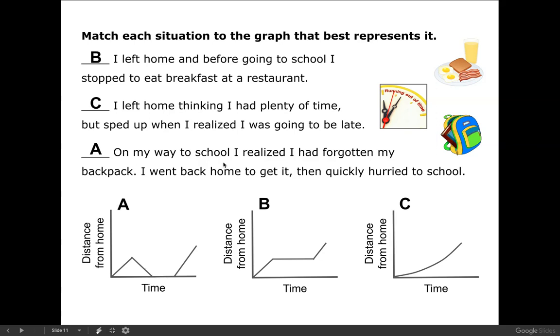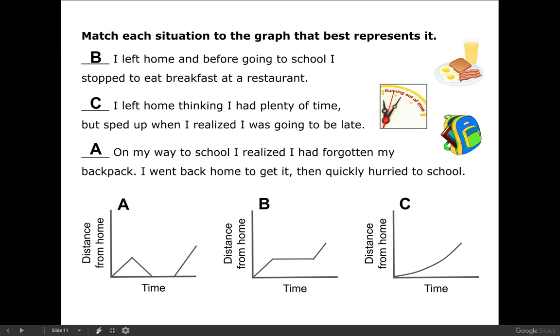So on my way to school, I realized I had forgotten my backpack. I went back home to get it and then quickly hurried to school. So we were leaving, getting back to the house. Here's the section we're looking for our backpack, but then we have to go quickly. So notice also how that rate of change is slightly different than when we first left the house, because we have to hurry now since we had to turn back around to the house. So here our slope or our rate of change is also different.